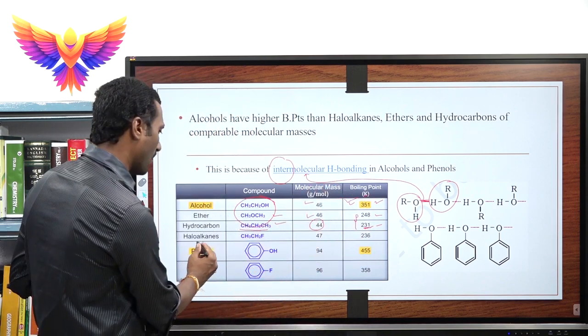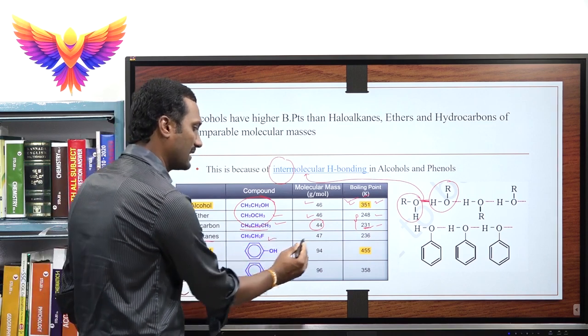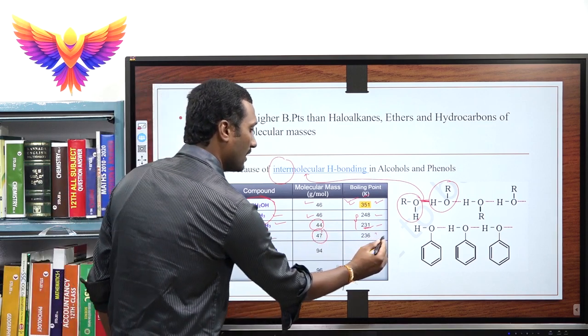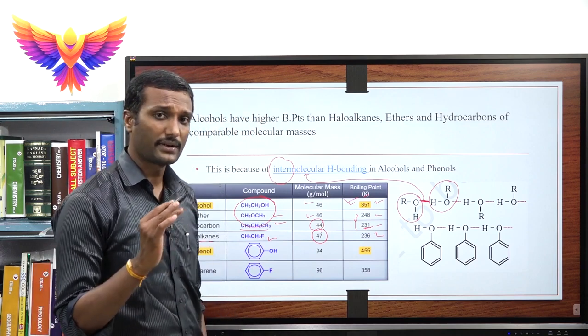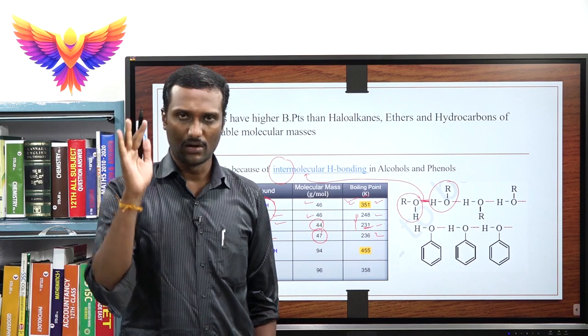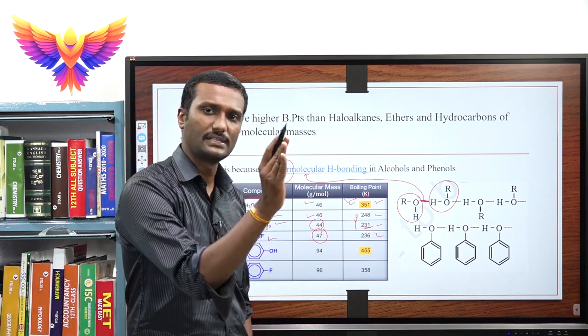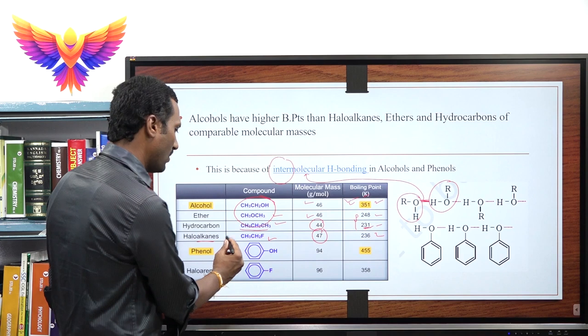So the next one is haloalkanes. Again, if you take haloalkanes, with comparable molecular masses, we have a very low boiling point. So now try to remember the order: first alcohol, the second one is ether, the third one is hydrocarbon, the last one is haloalkanes.